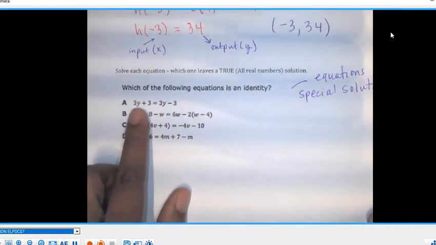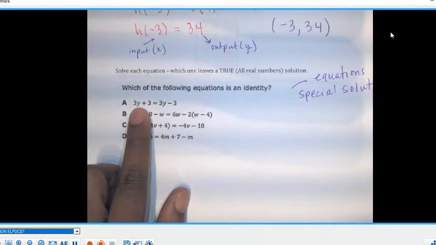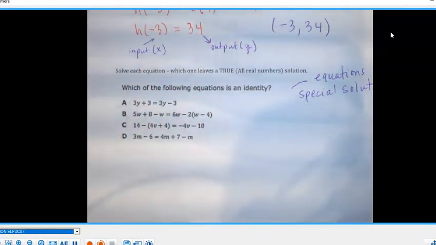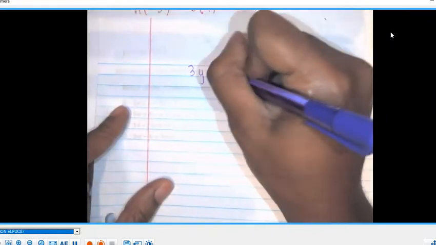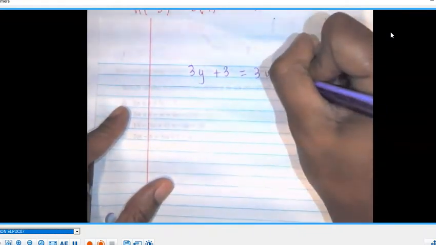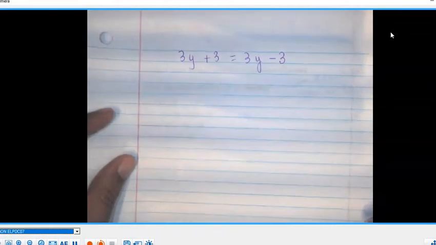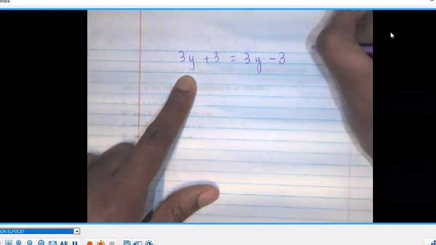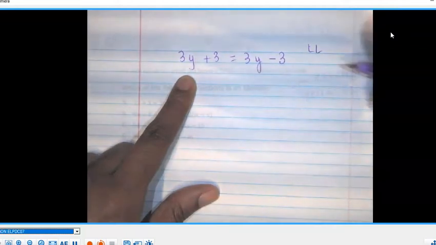So when I look at this, look what I have. I have 3y plus 3, 3y minus 3. Now real quick, I'm going to grab a sheet of paper and write that down. So 3y plus 3, does that equal 3y minus 3? Well, here's the deal. Ready? If I'm going to go ahead and solve this, I would do what? Letters to the left, and then numbers to the right. So let's just check this out for a second.